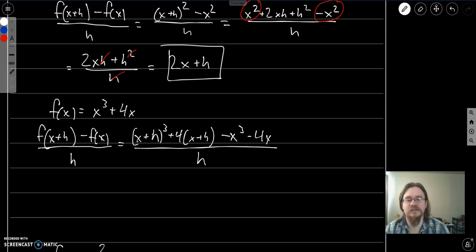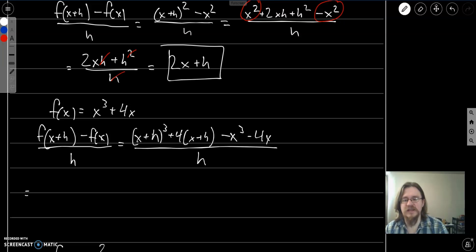So one thing I could do right away is just say, oh, I'm done, right? Well, this technically isn't simplified. If I were to try to let h go to 0 here, I can't divide by 0, can I? So I don't really want this h on the bottom of the fraction. So I'm going to try to simplify this as much as I can to cancel out the h.